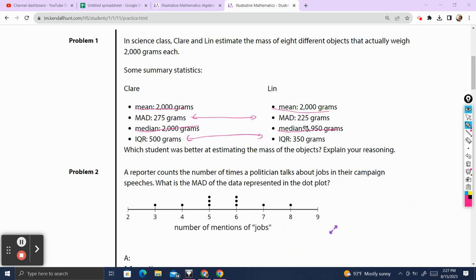The mean absolute deviation being smaller means that she has less variability, that in general each value of her data is closer to 2,000 than Claire's, whose data is farther away from 2,000. The smaller IQR says the same thing, that the interquartile range for Lynn is smaller, so in general her data is closer to the median than Claire's data is to the median. Because of these two values, we can conclude that Lynn was better at estimating the mass of the objects, and that's because the variability was smaller based on the MAD and the IQR.